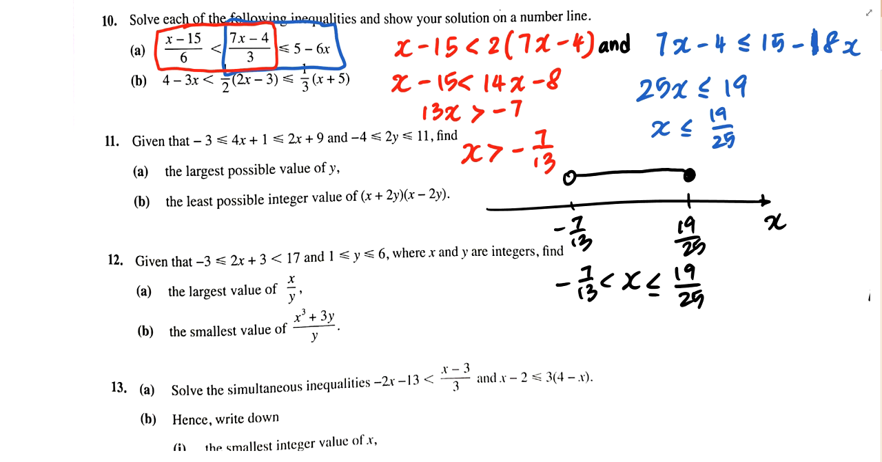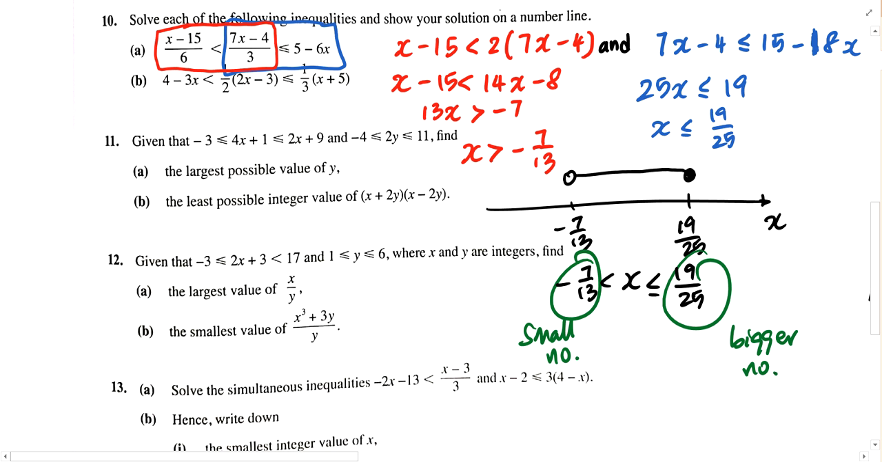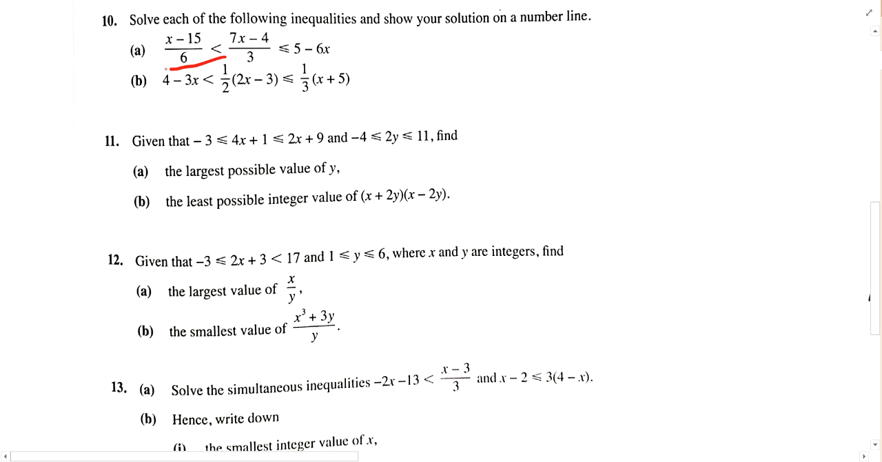Take note that the smaller number is on the left, the bigger number on the right. And our inequality signs will look like this. You will never see inequality signs looking like this when x is bounded by 2 endpoints. So this one is wrong. Even if you have the equal sign, also wrong. They must face this way. Smaller number on the left, bigger number on the right. Okay, next one. Draw in the boxes to help you.